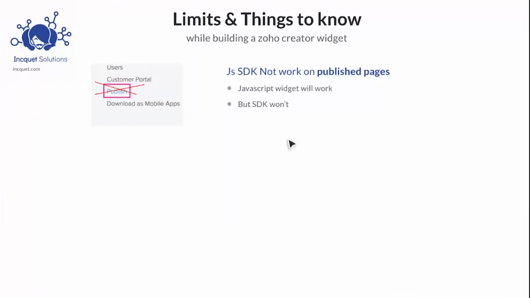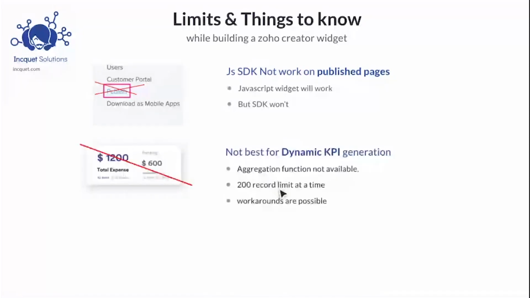The next thing is that it is not best for dynamic KPI generation. In Creator, if we have to fetch a particular KPI, some key performance indicator figure, like total expenses or total sales this month, for that purpose we directly make a query using Deluge. We make a query, we pass the criteria, and we aggregate within that query by doing a count or average or something like that, and it gives everything we need in a single query.